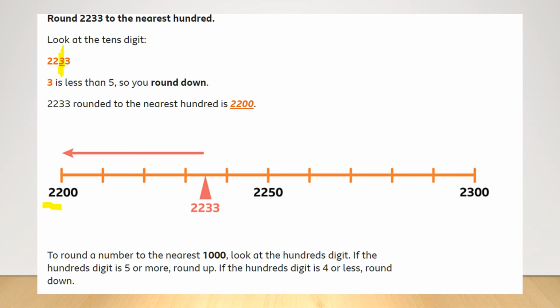So the first number I write down on my number line is 2,200. What is the 100 after 2,200? Well, that is 2,300. Think about the placement of my number on there. I know that 3 is closer to 2,200 than 2,300. So I'm staying in the 100 that I'm in.